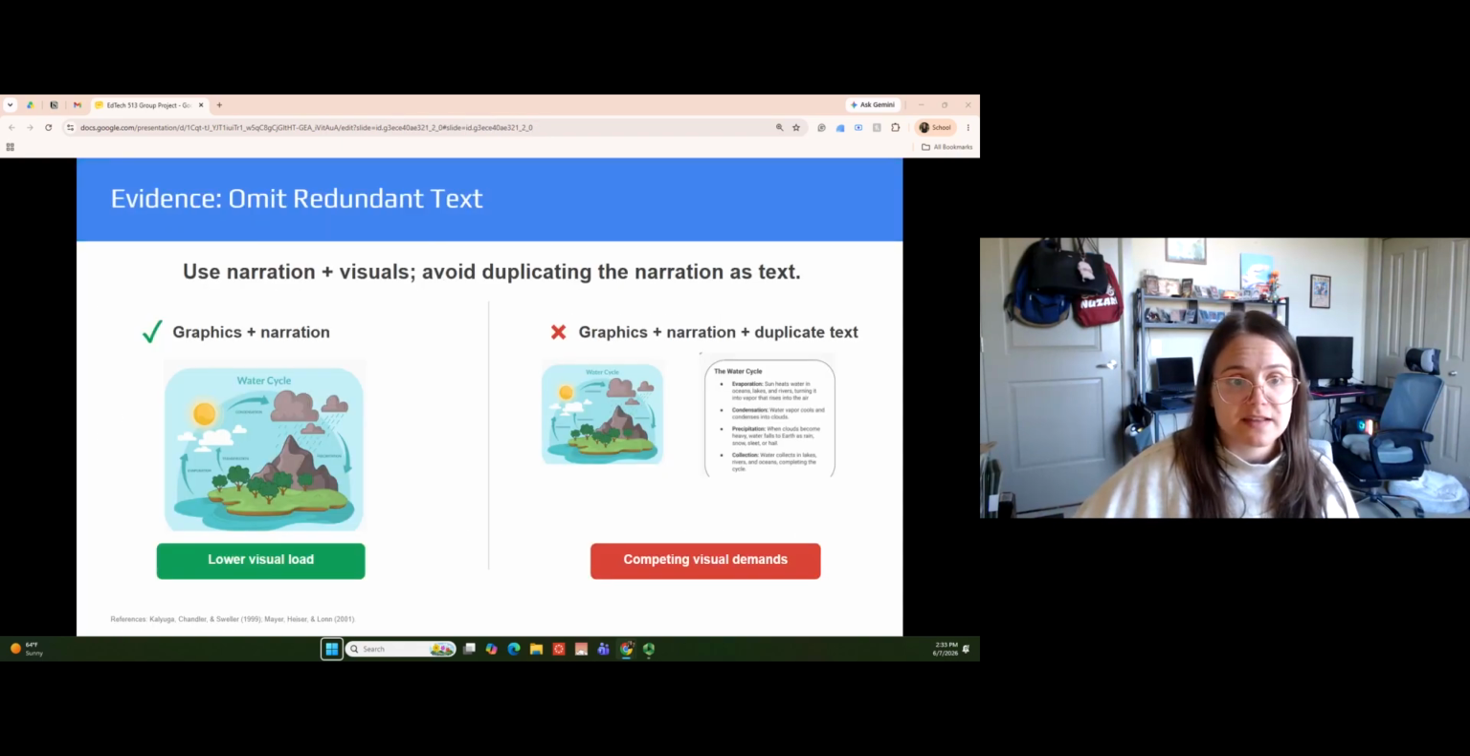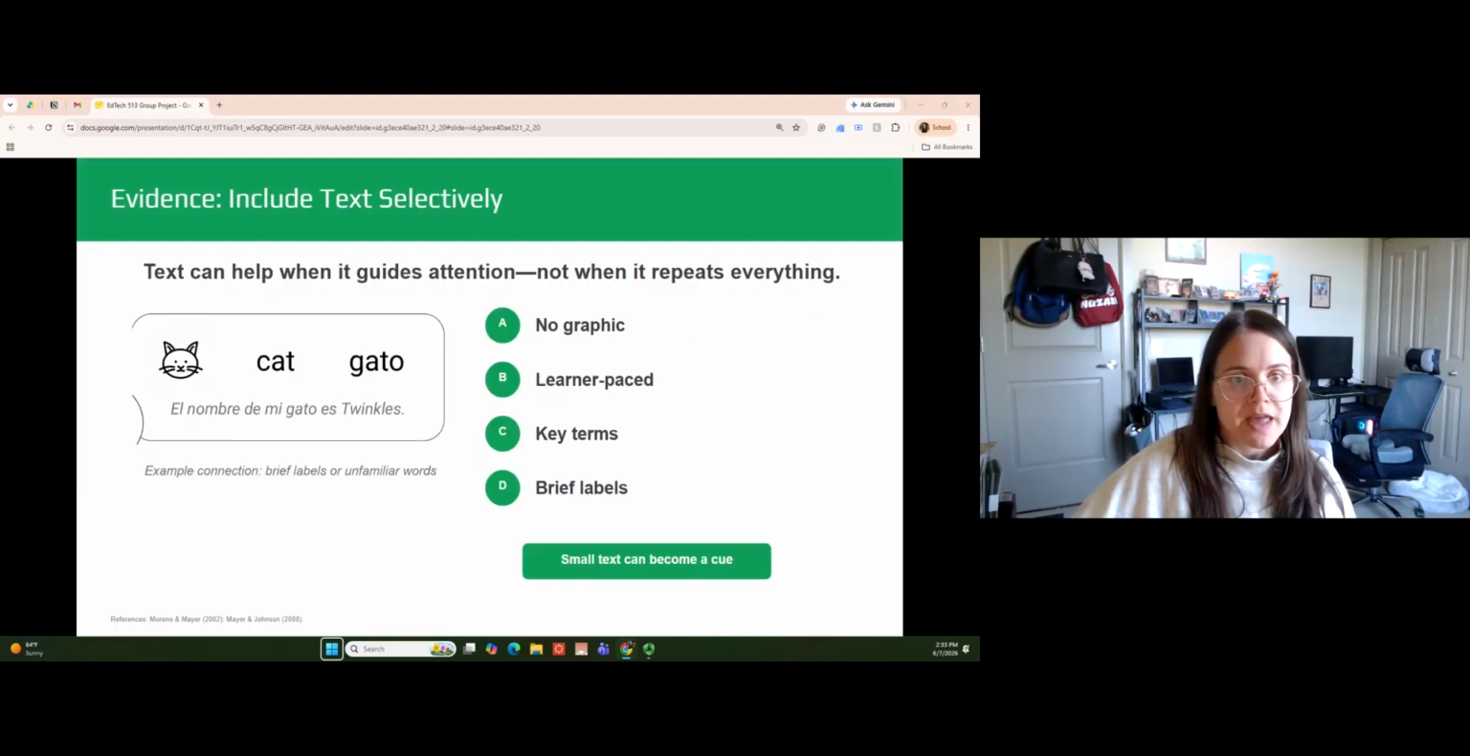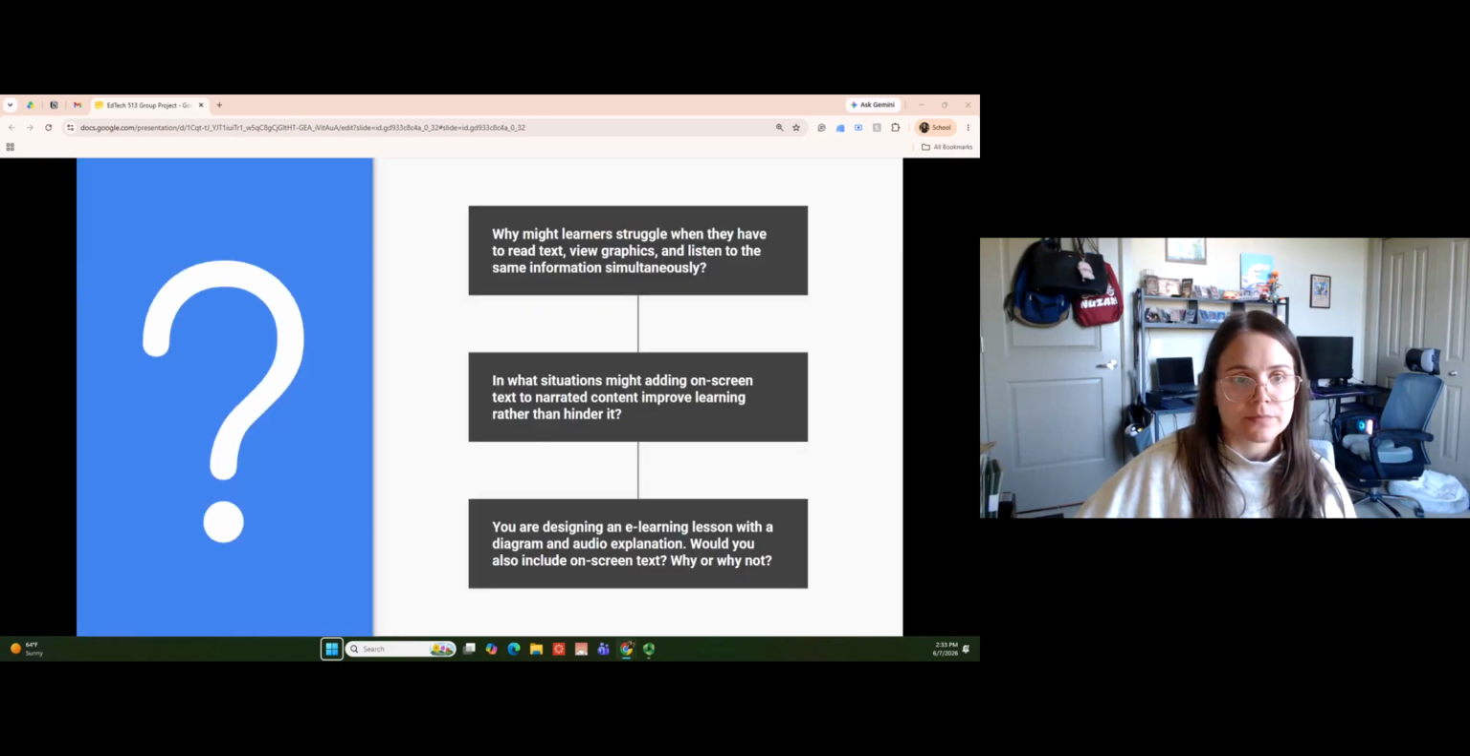Evidence supports the guidelines we already modeled earlier. If a visual is doing important work and the narration is explaining it, duplicate text is not often helping it. It's competing for the same visual processing resources. The exception is selective text. If the text is short, learner-paced, needed for technical or unfamiliar terms, or placed as a brief label near the relevant part of a graphic, it can guide attention instead of overloading it.